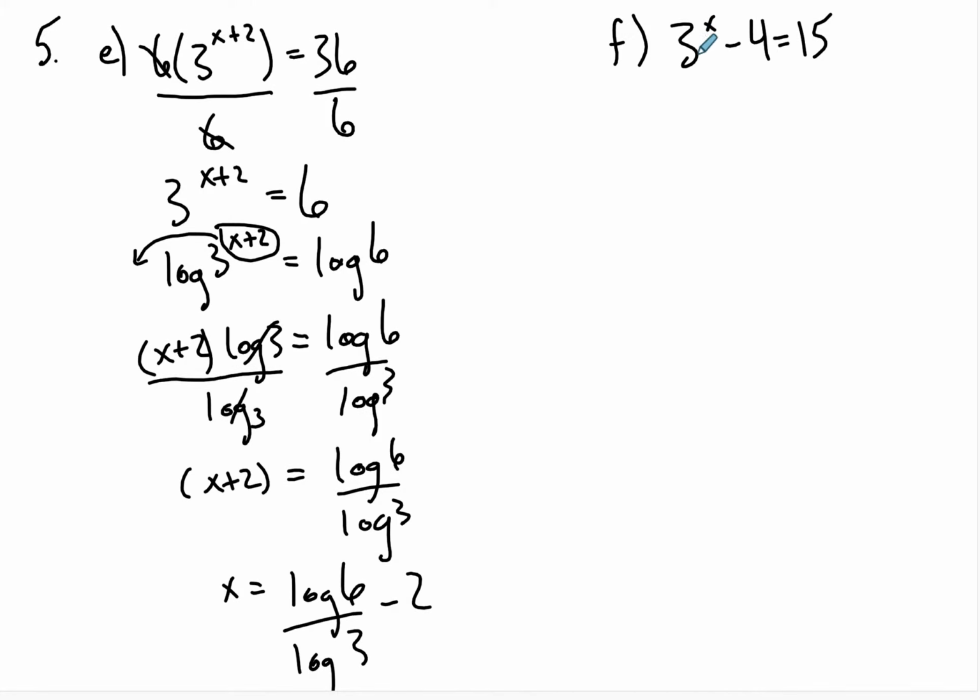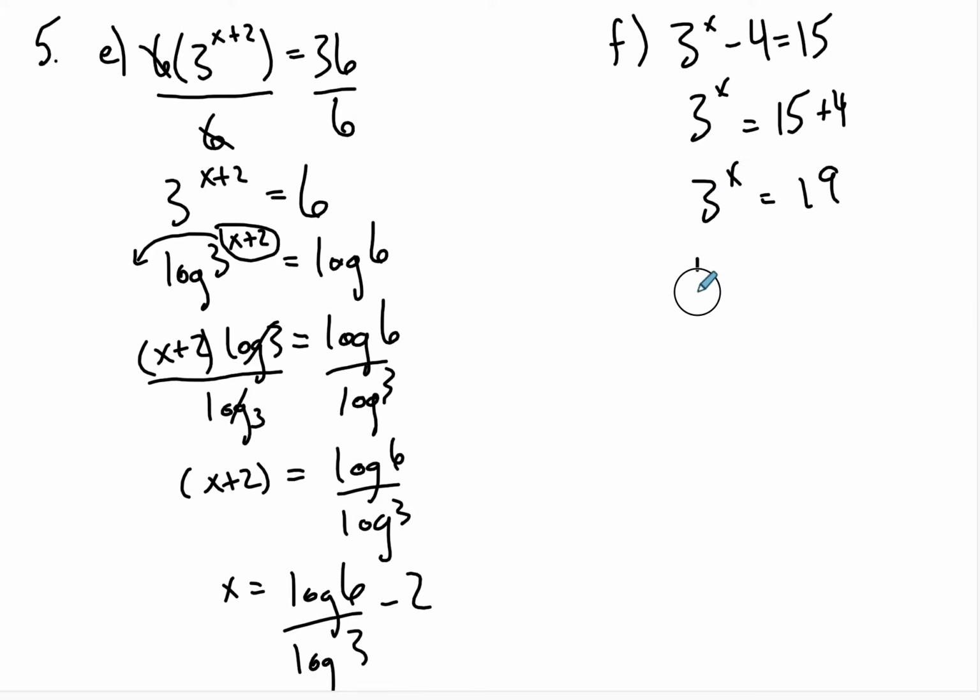Over here on the other side, just to show you that the same algebra rules apply for a lot of these things, I need to move this negative 4 to the other side so I can begin to isolate x. So here, 3 to the x is equal to now 15. In this case, it's going to be plus 4 because I moved that 4 to the other side and I have to flip my sign. So here, 3 to the x is equal to 19.